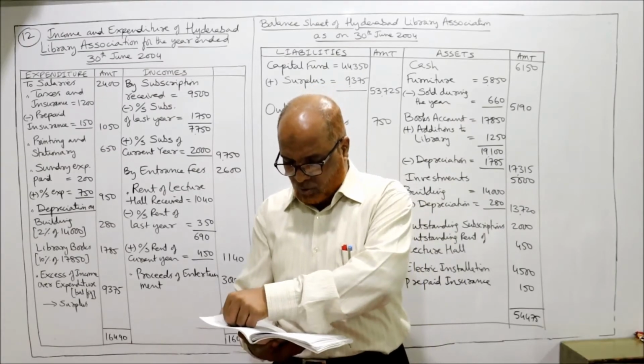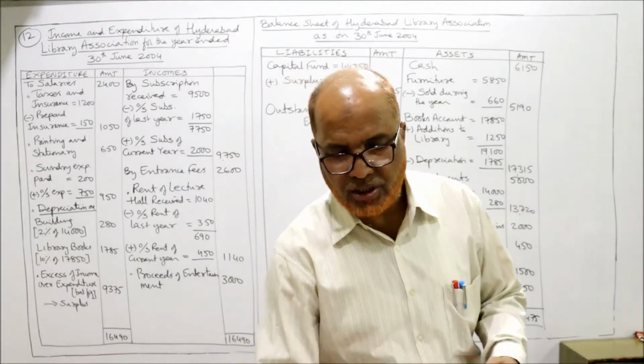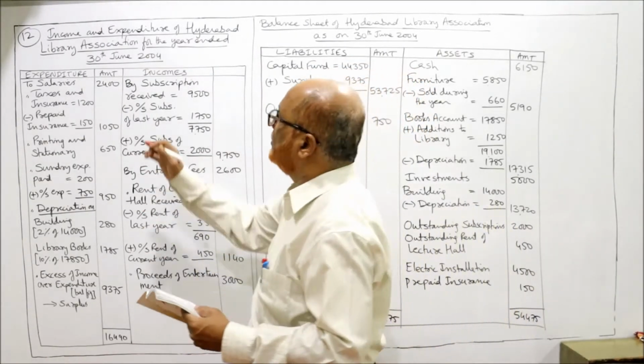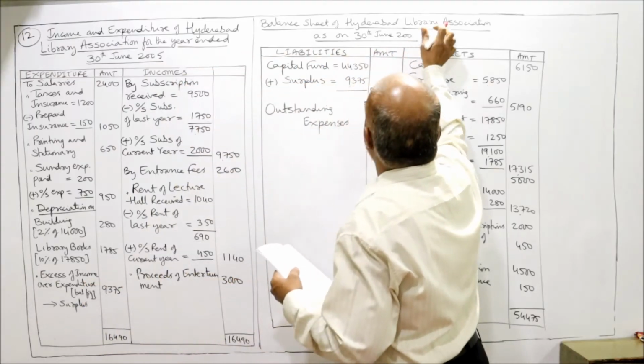Actually balance sheet is given opening balance sheet 30th June 2004. Now we have to make the balance sheet for the year 30th June 2005. So we have to make it 2005 year.